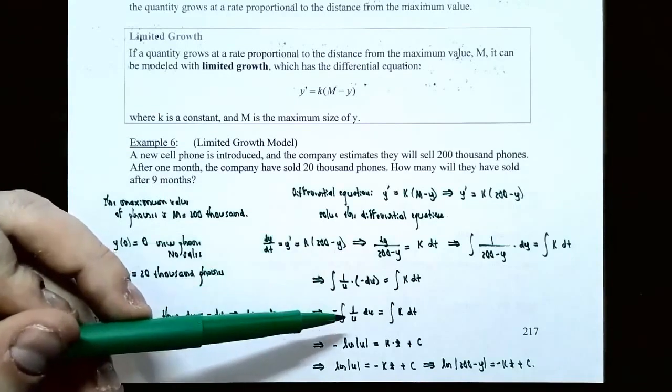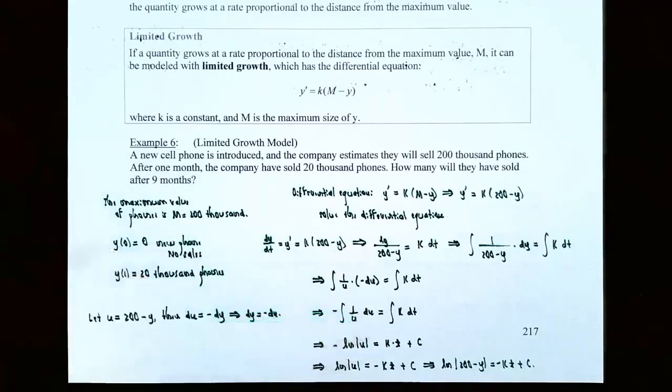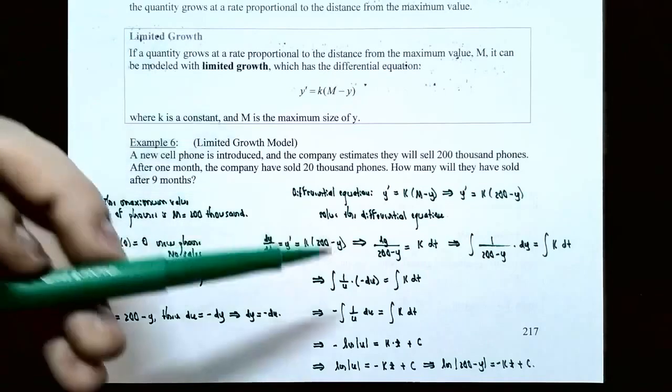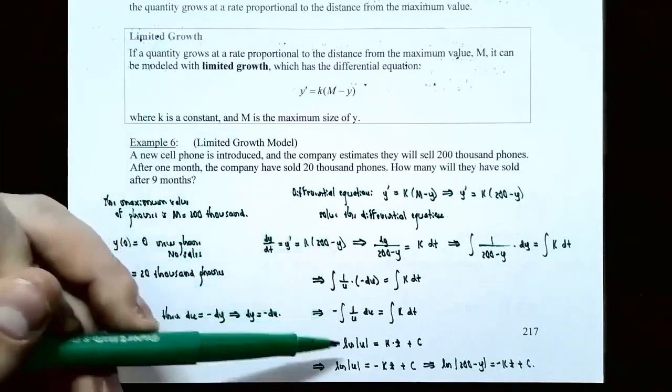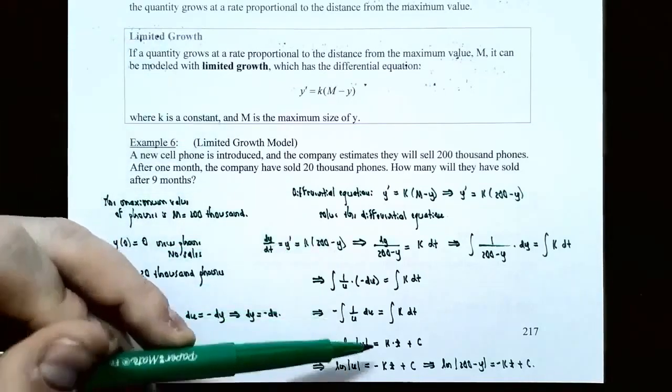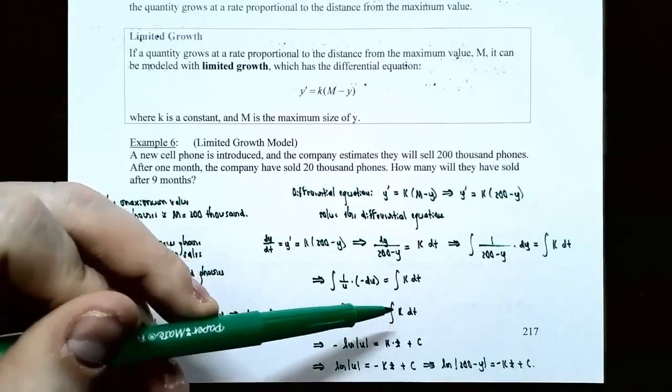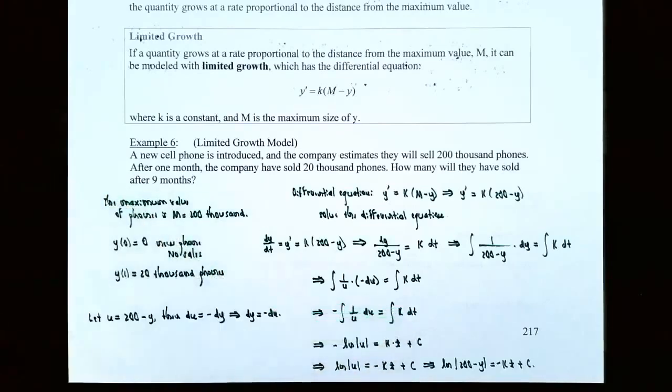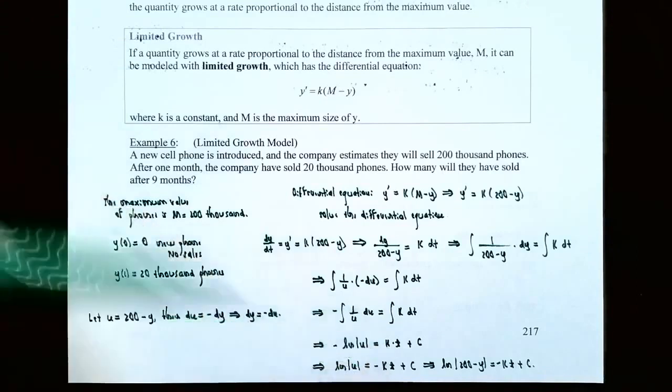So what is the antiderivative of 1 divided by u with respect to u? It's the natural log of the absolute value of u. So you have the negative on the outside that you need to keep. Negative natural log of the absolute value of u is equal to the family of antiderivatives of just the constant k, where the variable of integration is t. It's k times t. So k times t plus c, where c is the constant of integration.